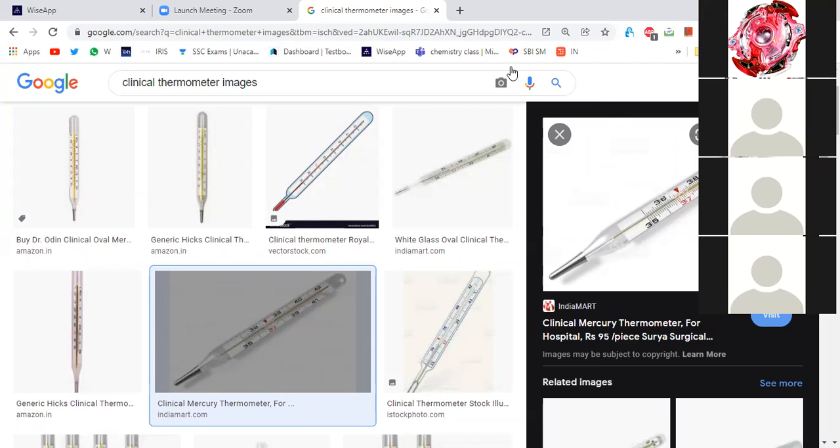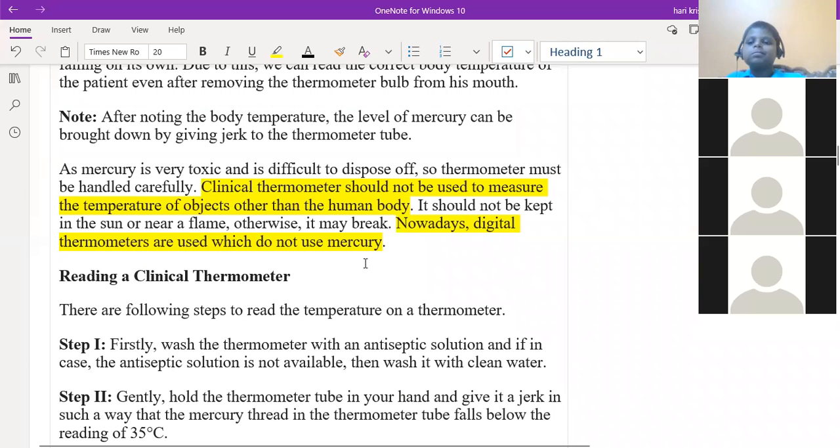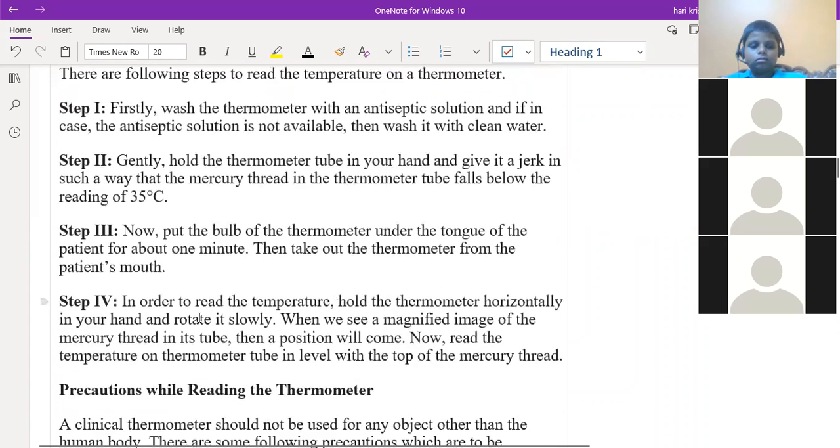So now we're going to study how to take the readings of the clinical thermometer. It will be an easy part only. Mahavir, just read these points one by one.